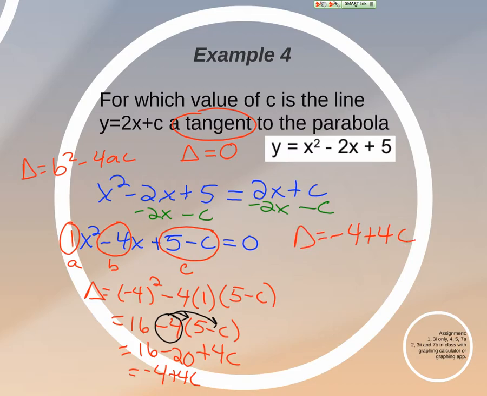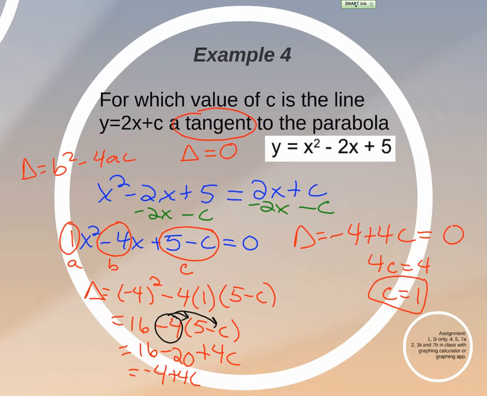And now what we do next depends on our question. We want to find out where it's tangent. So because we're looking for tangent, I'm going to set that equal to 0. If we were looking for the values for when it cuts it twice, we would set it greater than 0. If we were looking for when they would not intersect at all, then we would set it less than 0. So keep that in mind and go back to the question. We've got to add 4, so 4c equals 4. Divide by 4, c equals 1.